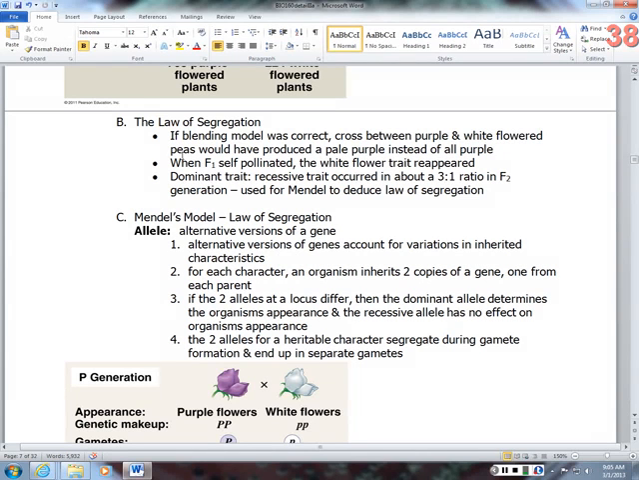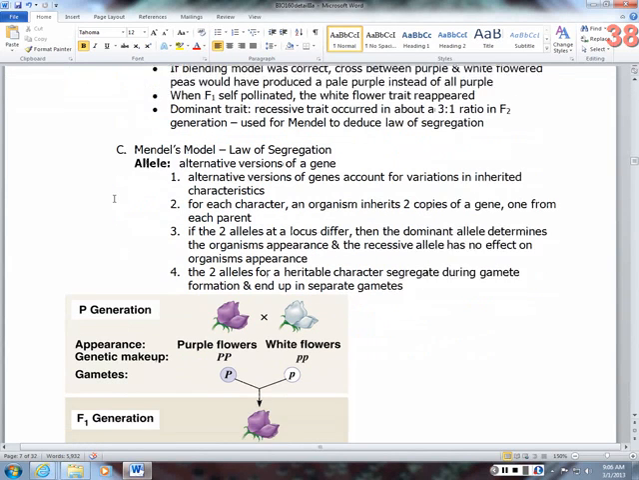The dominant trait is going to be the one that, if you've got one of each, is going to show up. The ratio of dominant traits to recessive traits occurs in about a 3-to-1 ratio in the F2 generation. And this was what Mendel used as his basis for deducing the law of segregation.